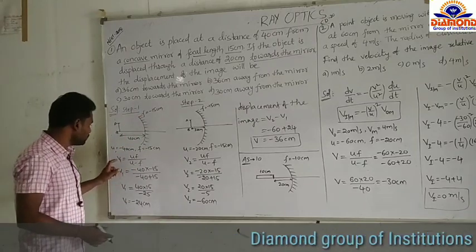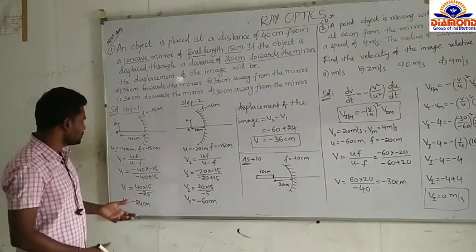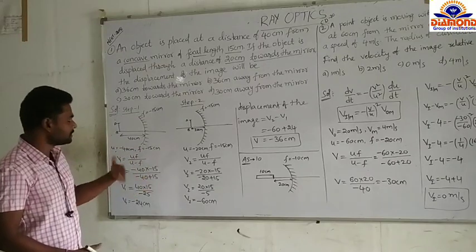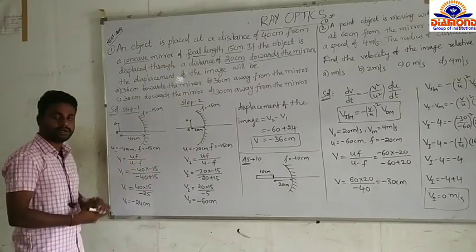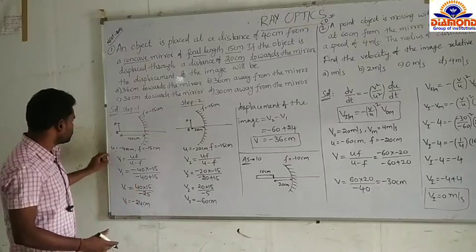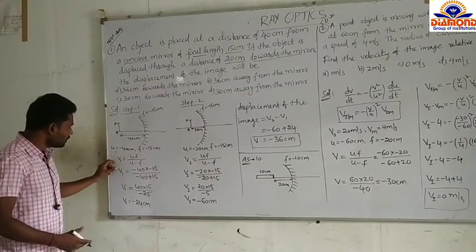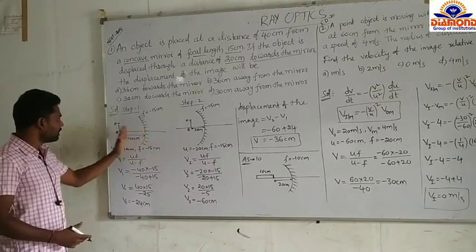Already yesterday I told you how to find the image distance: by using the mirror formula, 1 by v plus 1 by u equals 1 by f. By simplifying that, we get v equals uf by u minus f. I am substituting these values in this formula to get the first image distance from the mirror.